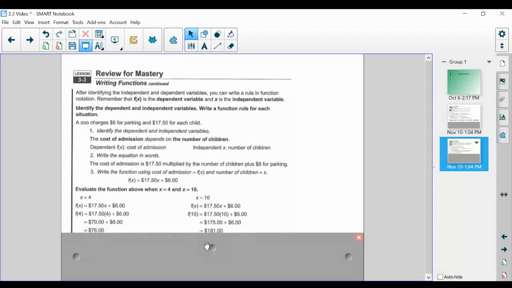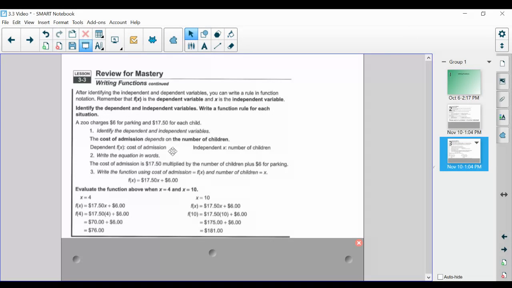And when we do that, we end up that if you bring 4 children with you, it's going to cost $76. If you bring 10 children with you, it's going to cost $181. And all we did to start out with this was we identified the dependent and the independent variables. The cost of admission depends on the number of children that were brought, meaning that the dependent variable is the cost of admission. It's the total cost that is getting paid. The independent is your x, the number of children.